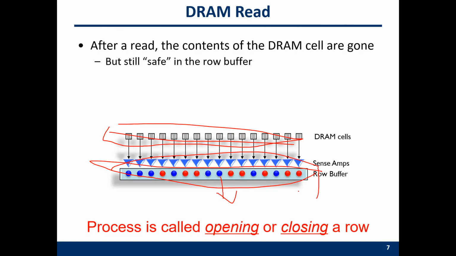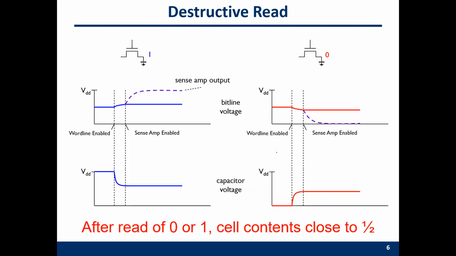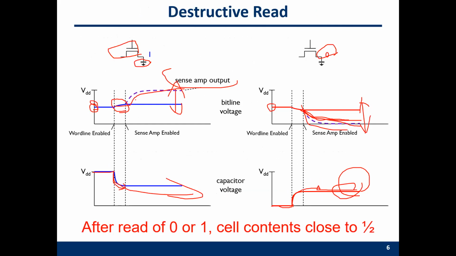And reading from a row buffer is faster than reading from the DRAM cell. Why? You can see that there is some charge sharing operation when you read the DRAM cell, and the charge sharing is very slow, particularly with the tiny capacitor of the DRAM.